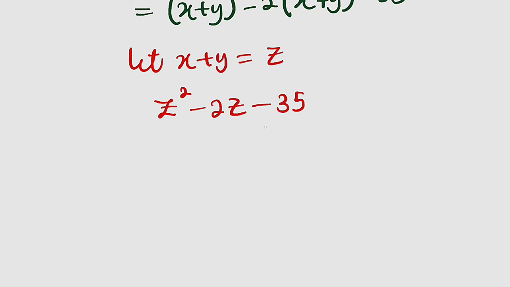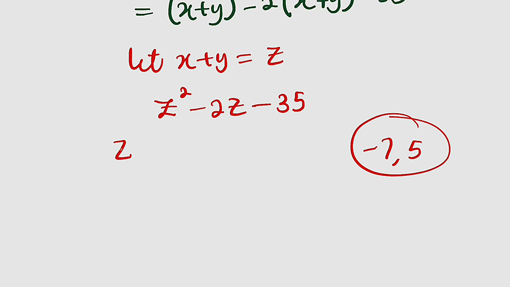Just think of two numbers, which when you multiply them together, you get this negative 35. But the moment you add the two numbers together, you shall obtain negative 2. And the numbers are negative 7 and positive 5. Once you multiply these two numbers together, you shall obtain this one. And the moment you add them together, you get this one. So how can we factorize it? We take (z minus 7), right? Multiplied by (z plus 5).